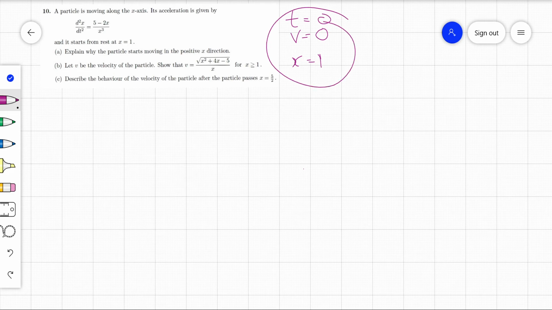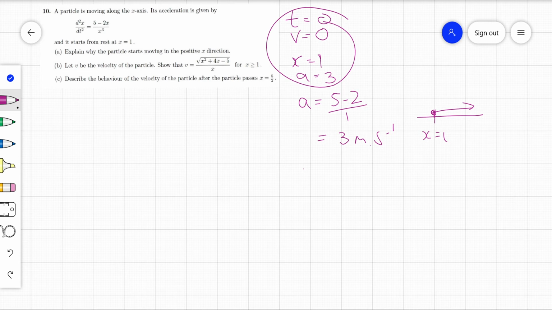Well, if we sub x equals 1 into the acceleration equation, we have 5 minus 2 on 1, which is 3, so we have a positive acceleration. So you can see it's pushing off from rest at x equals 1, and it's going in the positive direction because the acceleration is positive.